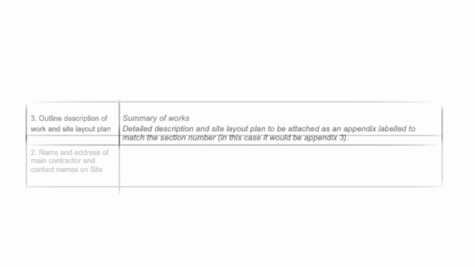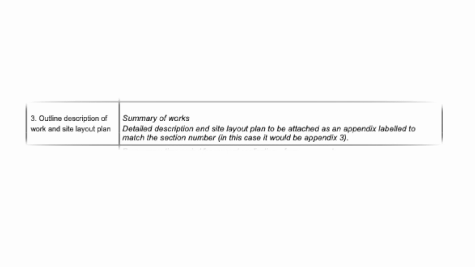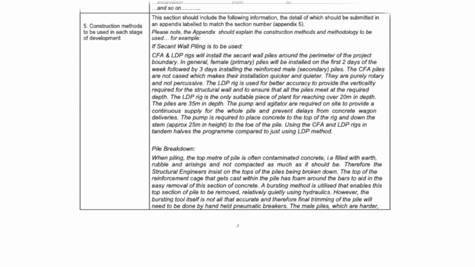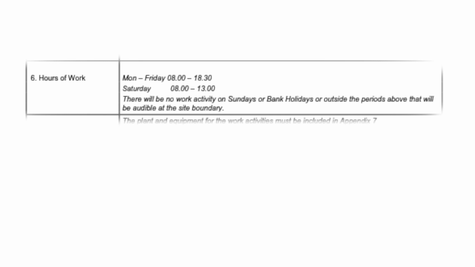The Section 61 application will typically require the following information: the site address, the name and address of the main contractor and contact names on site, an outline description of the work and site layout plan, a program for the works, including dates and durations for each individual stage, construction or demolition methods to be used for each stage, and proposed hours of work, particularly if these are outside of the normal hours of work allowed by the local authority.